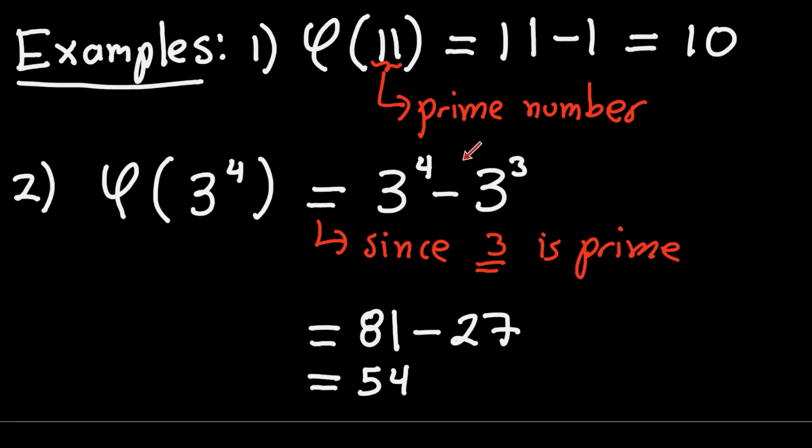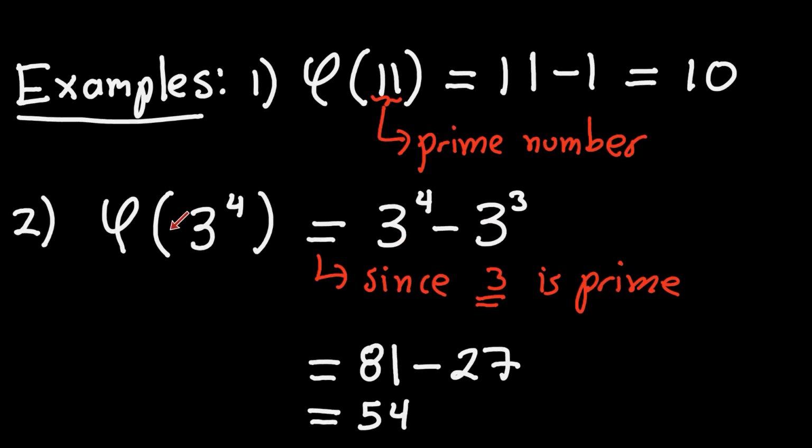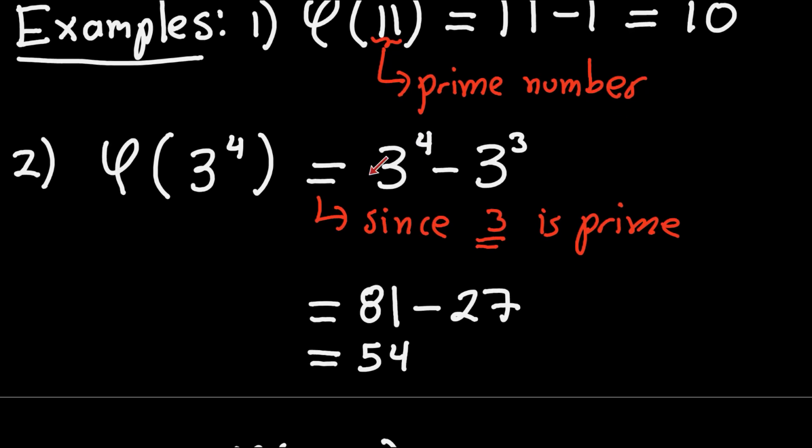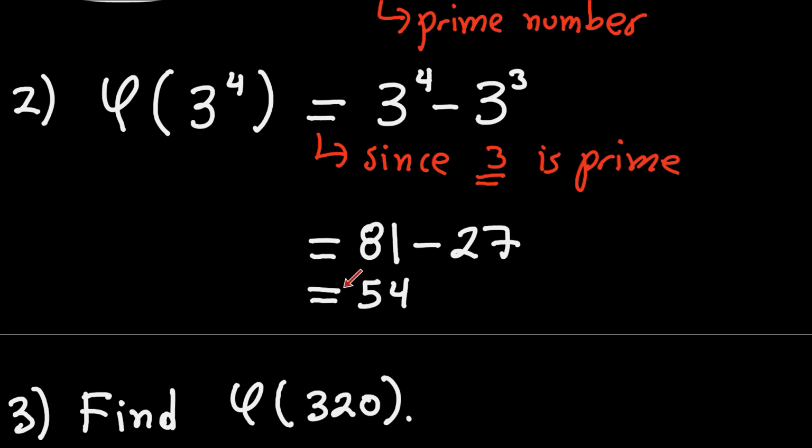So this is going to be 3 to the 4, so the same thing here, minus 3 to the exponent, which is 1 less than this one. So that's the property. Then 3 to the 4 is 81, 3 cubed is 27, and then you do the subtraction, and that gives you 54. Now, also remember always, what is 54?